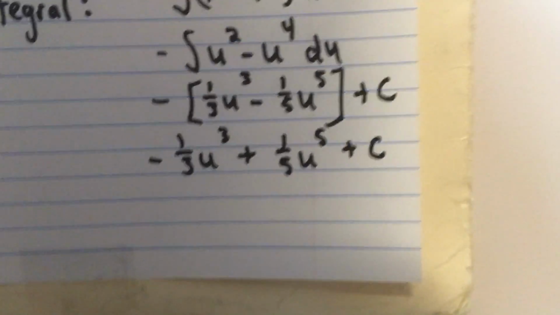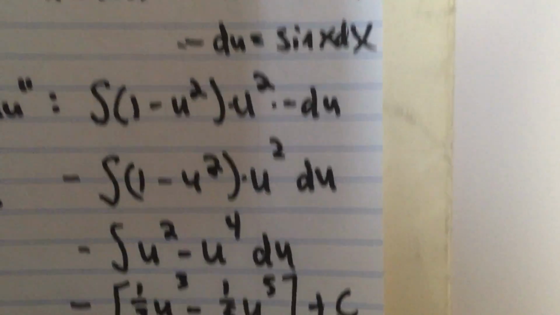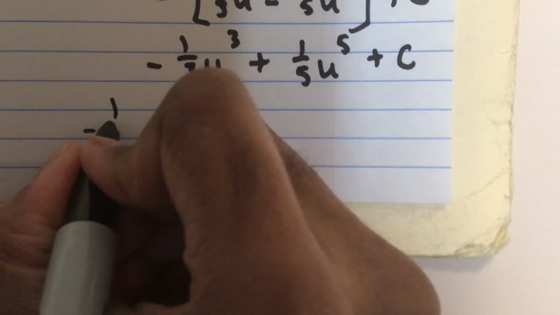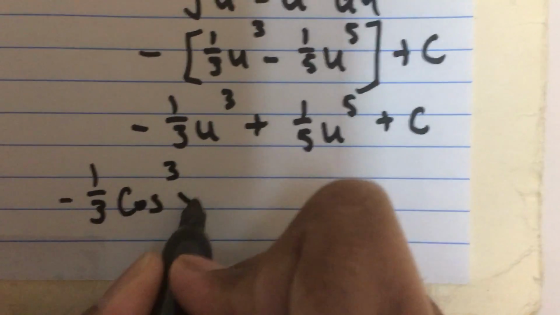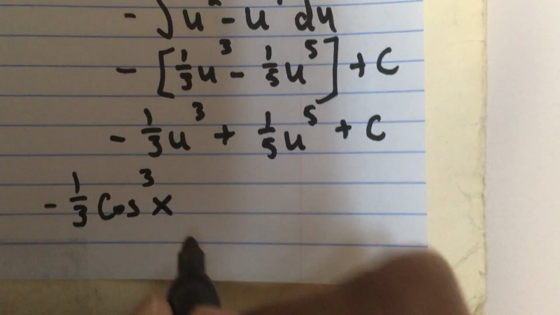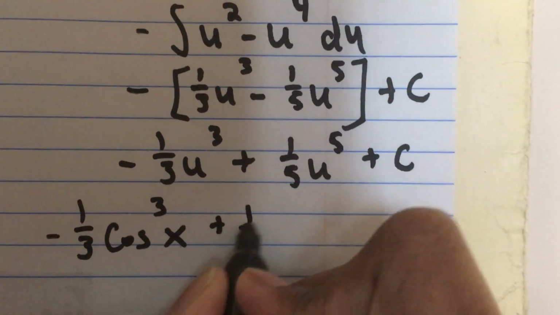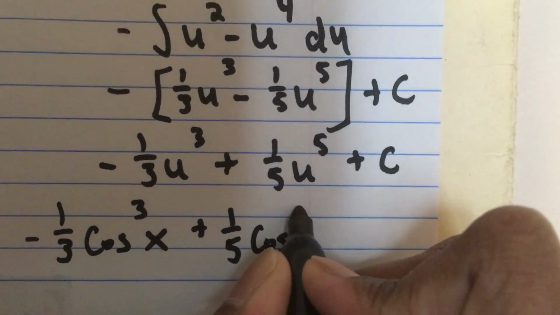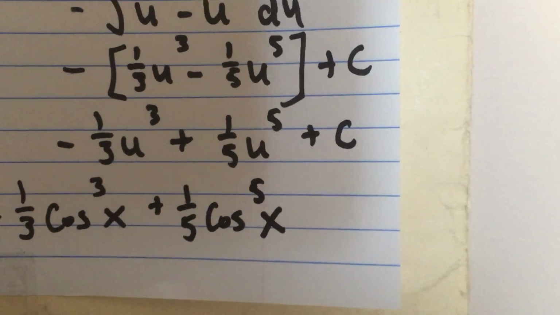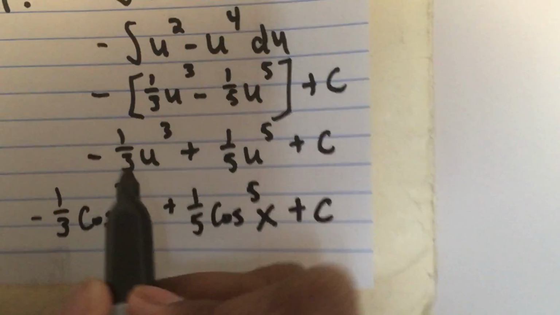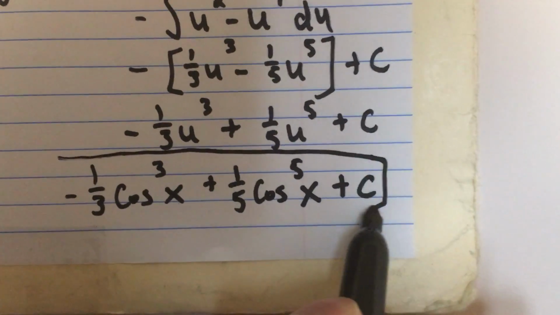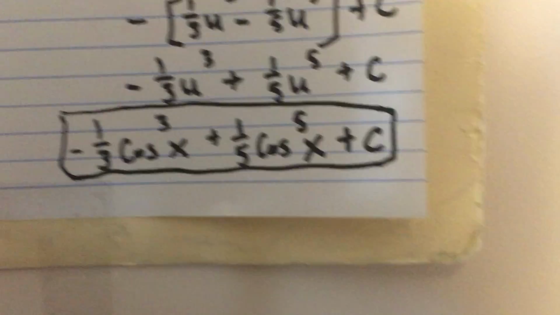All I have to do now is replace the u with the cosine that we had earlier. So my final answer is going to be negative 1/3 cosine cubed x plus 1/5 cosine fifth x plus c. That is my final answer.